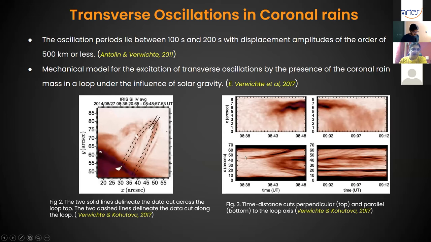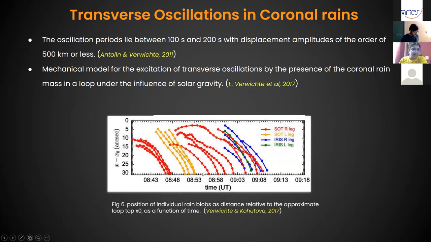They also saw the plasma flow along this particular slit. After that, they followed the position of individual rain blobs as a distance relative to the approximate loop top as a function of time. They found that these falling rain blobs have a similar periodicity as the oscillation periods. So they concluded that this may be evidence that coronal rain may excite transverse oscillations.